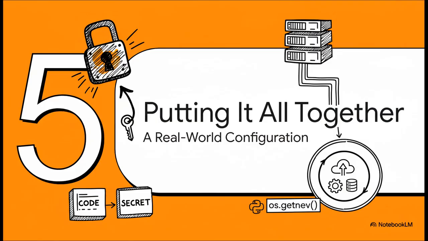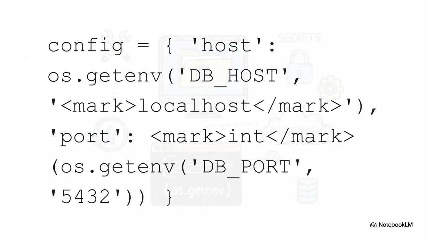Okay, we've covered the theory, the big dangers to avoid, and the best practices. So now, let's put it all together and see what a really clean, professional, real-world configuration looks like. This right here, this is a perfect example. We're building a configuration dictionary for a database. And look closely. Every single value is being loaded using os.getenv. We're providing sensible defaults for things like the host and port, which means a developer can just run the app right out of the box.